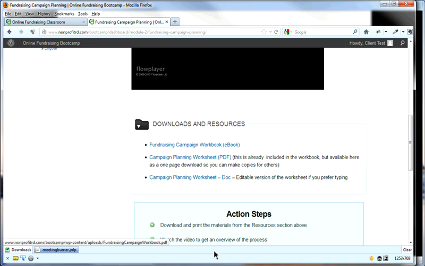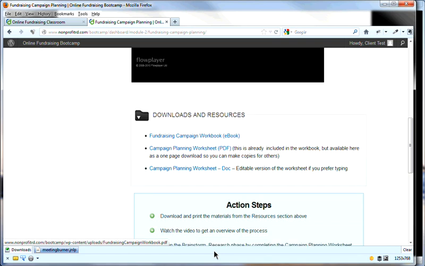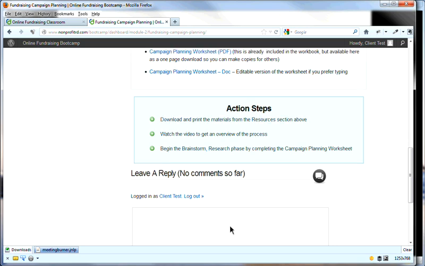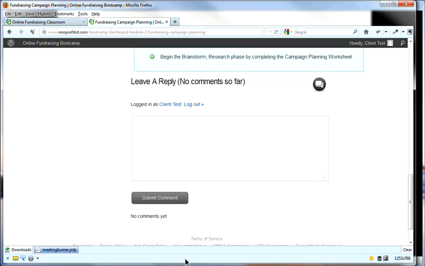You scroll down, there's going to be downloads and resources. So here we give you an ebook. It's an ebook that you download that has templates for how to write the emails, has a planning guide for how to structure and plan your entire campaign, when to send your emails, how many emails to send, pretty much everything you need to build a fundraising campaign. And then we also have action steps right below that. So we tell you exactly what you need to go do after you watch this lesson.